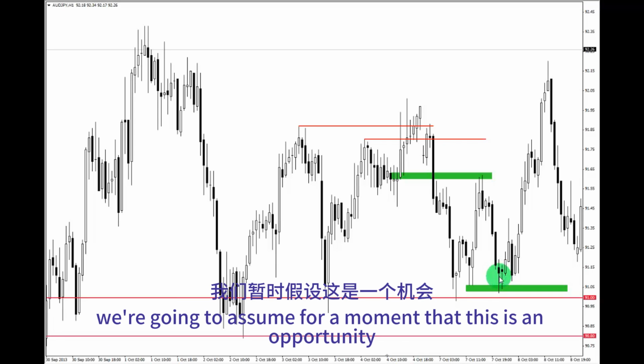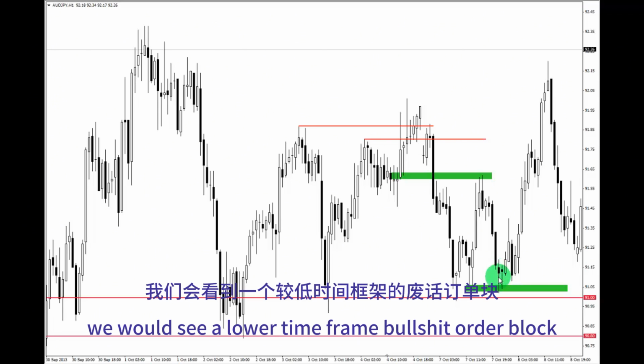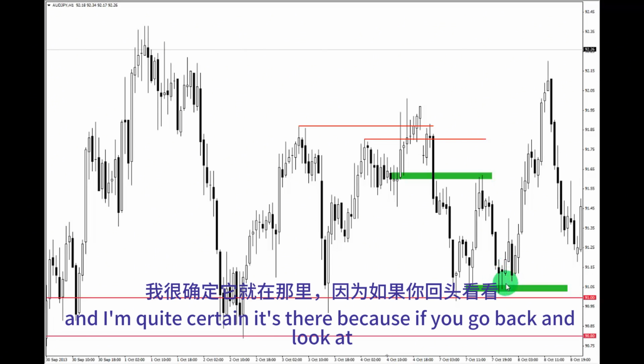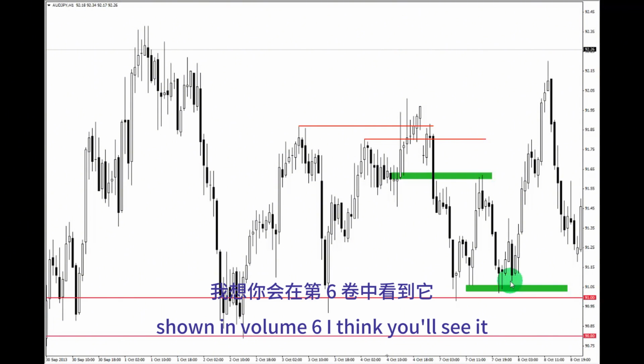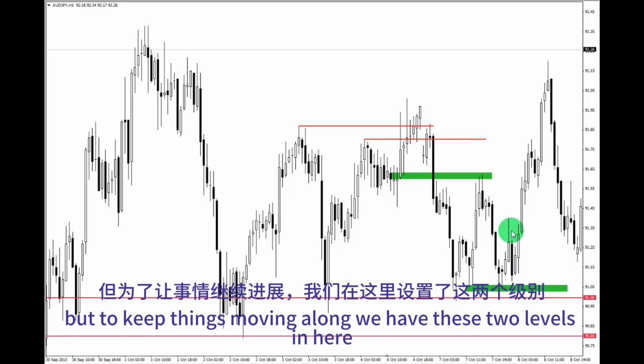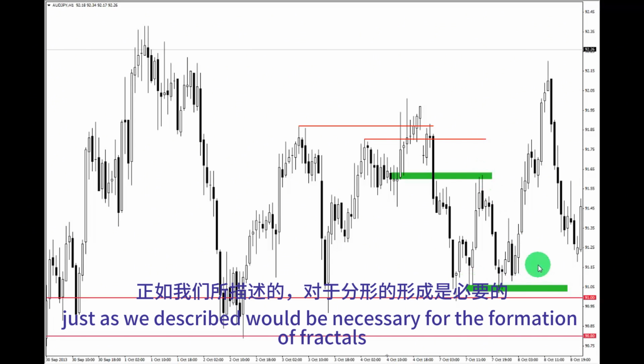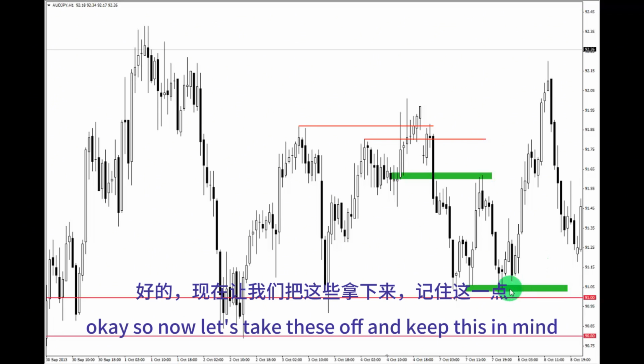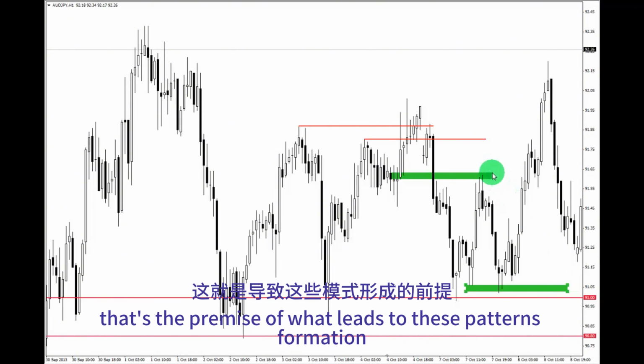We're going to assume for a moment that this is an opportunity where we would see a lower time frame bullish order block, and I'm quite certain it's there because if you go back and look at what we showed in volume 6, I think you'll see it. But to keep things moving along, we have these two levels in here, just as we described, would be necessary for the formation of fractals. Okay, so now let's take these off and keep this in mind. That's the premise of what leads to these patterns' formation.